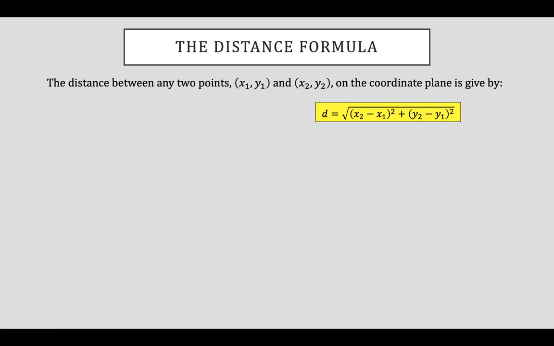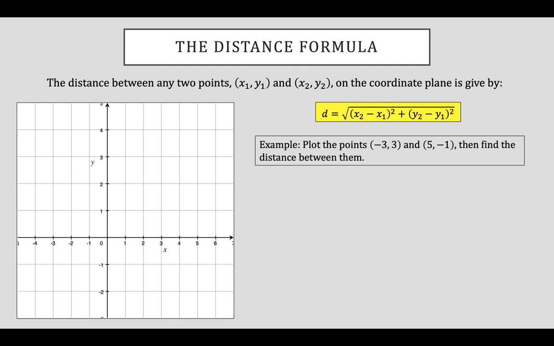All right, the distance formula. The distance between any 2 points, (x1, y1) and (x2, y2) on the coordinate plane is given by the formula d is equal to the square root of (x2 minus x1) quantity squared plus (y2 minus y1) quantity squared. Let's do another example. Plot the points (-3, 3) and (5, -1). Then find the distance between them.